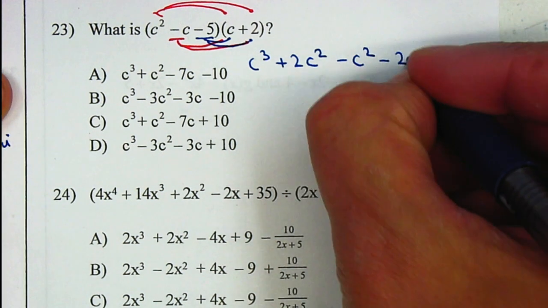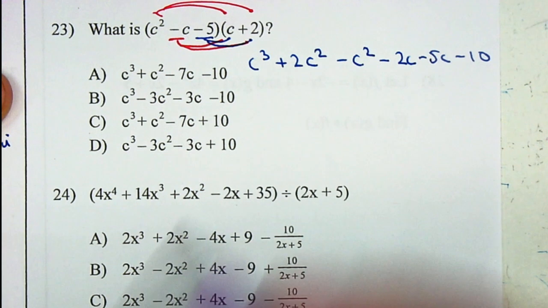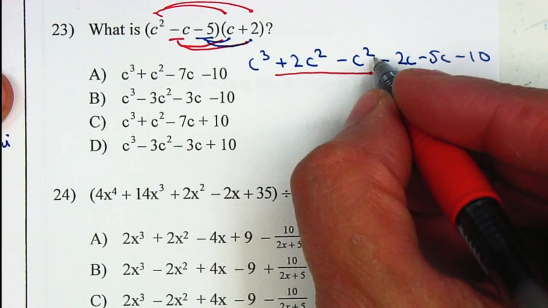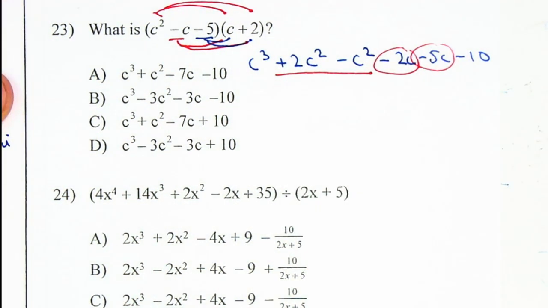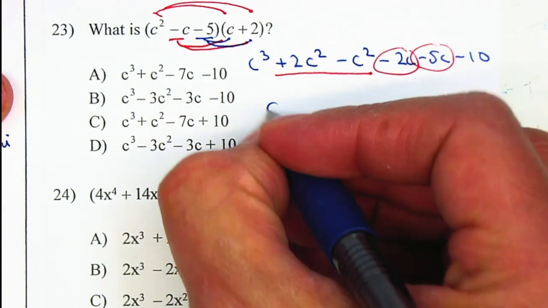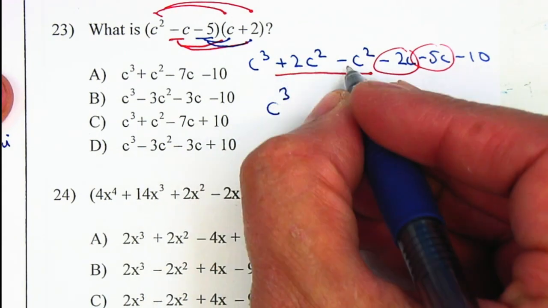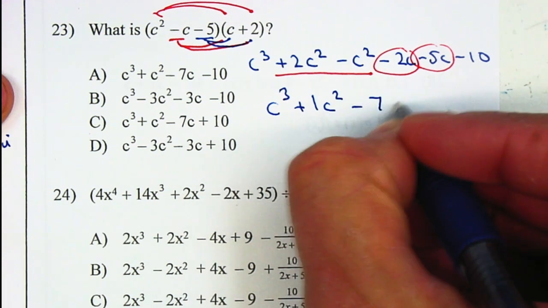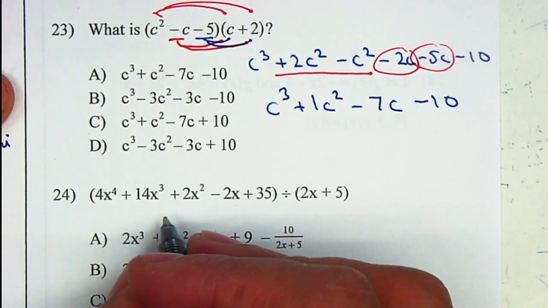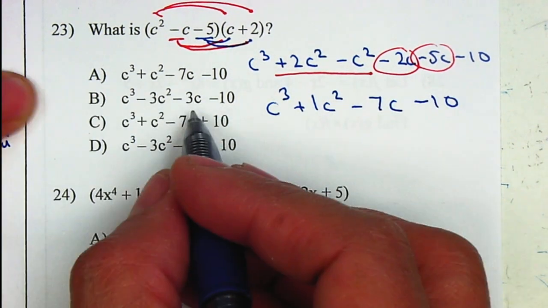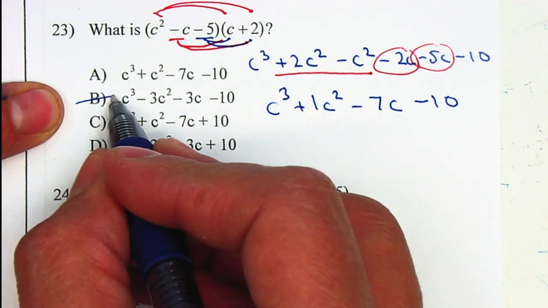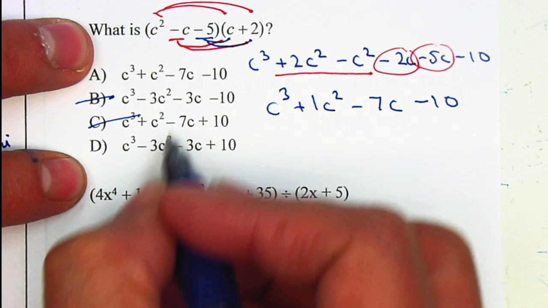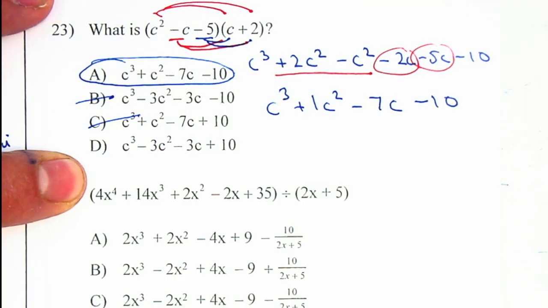And yes, I did forget c. Sorry for that. So from here I can combine my like terms. Combine those two. Then I'll combine those two. That will give me c to the third power. 2c minus 1c is positive 1c squared, minus 7c, minus 10. Be very careful, all of them look very similar, so I know it's not this one, and it's not this one, and letter A will be the answer.